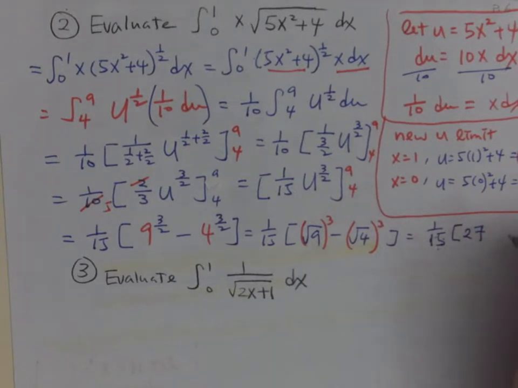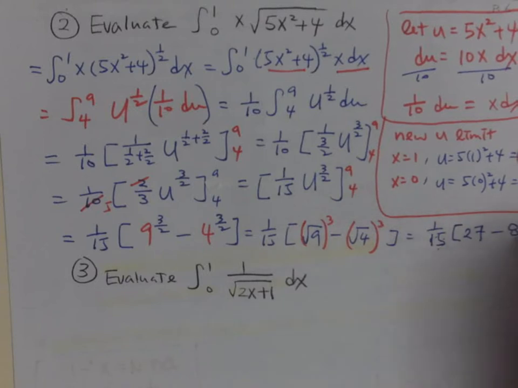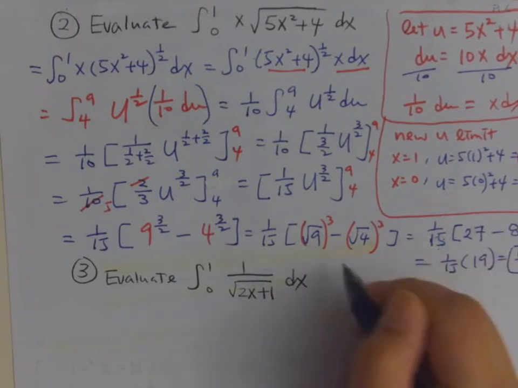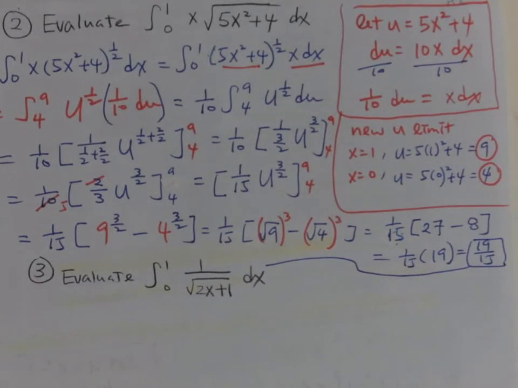Okay, and then subtracting, square root of 4 is 2, to the 3rd power is 8. So 1 over 15 times 19, so basically just 19 over 15. Alright, so a little bit complex with a lot of steps. So hopefully you're okay.